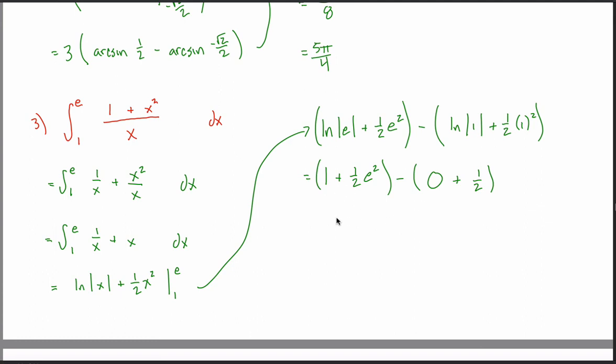So I get this, and I guess I could say that the 1 minus the 1/2, because remember I'm subtracting both of these terms, gives me 1/2. And then I have the 1/2 e squared. And if you think it's prettier to write it as 1 plus e squared over 2, you go right ahead. Whatever you like better out of the two of these is totally fine.